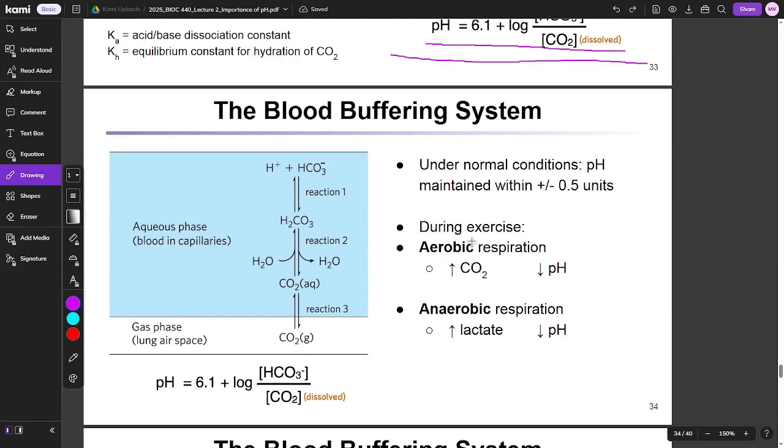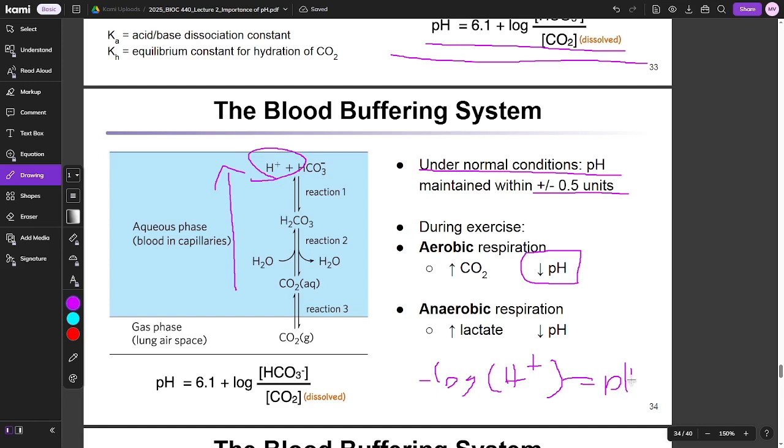Now, if we move down here, this is important. Under normal conditions, pH is maintained within plus or minus 0.5 units. So it's very tightly regulated. During exercise, if you have aerobic respiration, you produce a lot of CO2. And if you remember, if we produce a lot of CO2, we end up going this way, and we produce a lot of H plus, which decreases pH, because remember, they're inverse. The negative log of H plus concentration equals pH.